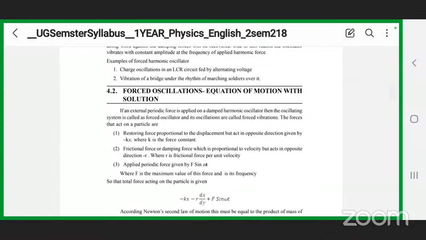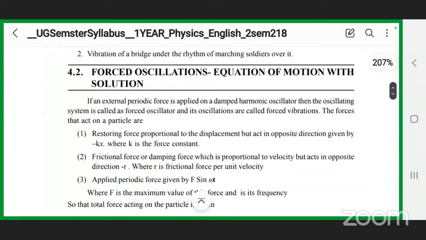In the last class we discussed the DHO, the damped harmonic oscillator. Another topic is forced oscillations. Here, let us assume an applied periodic force. Periodic means the force is applied repeatedly on a damped harmonic oscillator, the DHO. That oscillating system we can call an FO, a forced oscillator, and these oscillations are called forced vibrations.